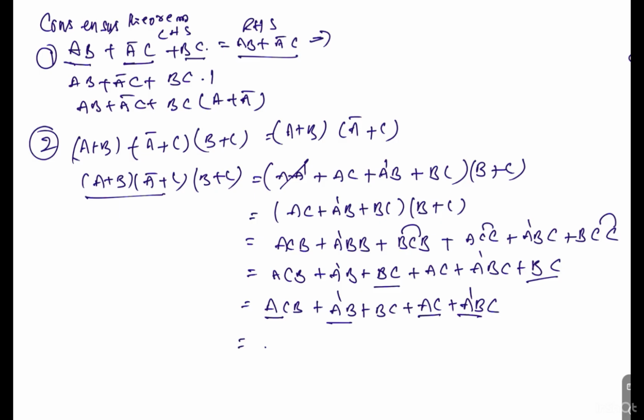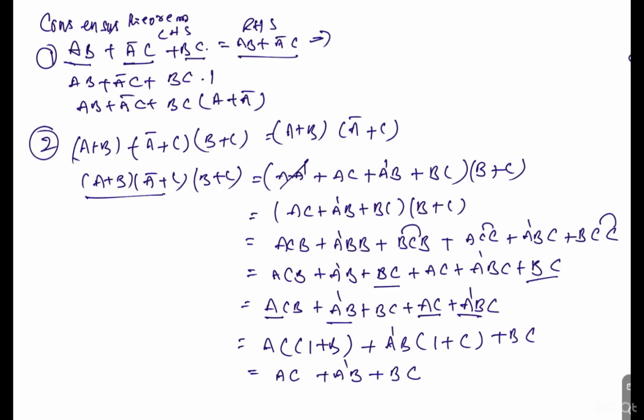So if you take AC(1 + B) + A bar B, if you take 1 + C + BC. So here 1 + B can be written as 1. So AC + A bar B + BC. And there is no further simplification here.